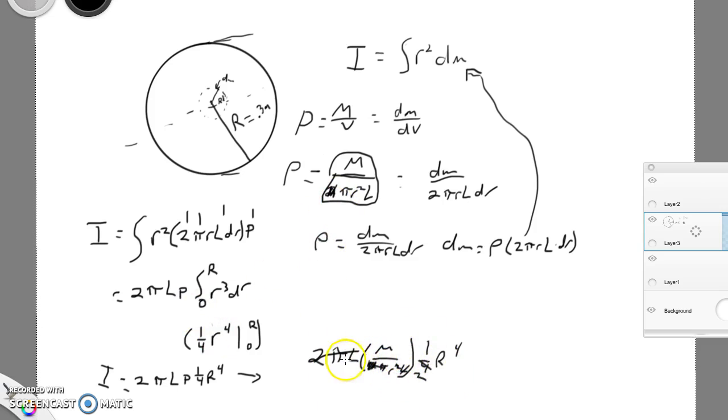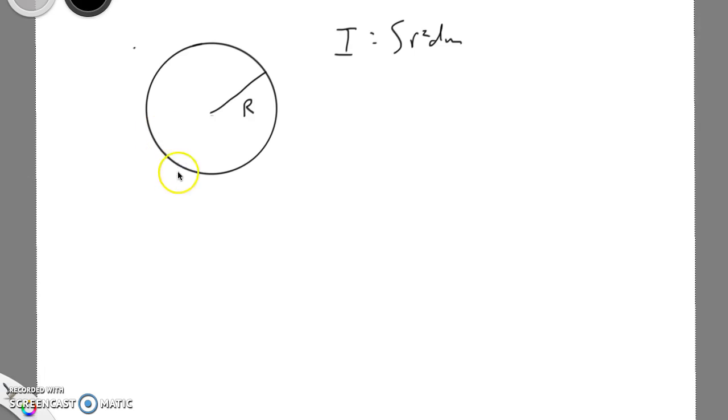So anyway, we simplify this mess and we get that I is equal to 1/2. 2 of the r's cancel out too. So m times r squared. And so the moment of inertia of this disk, as well as all other disks, is equal to 1/2 mr squared. So here's another shape.